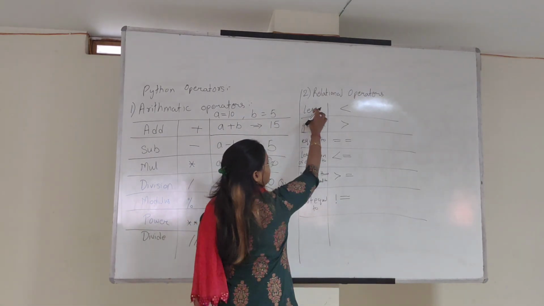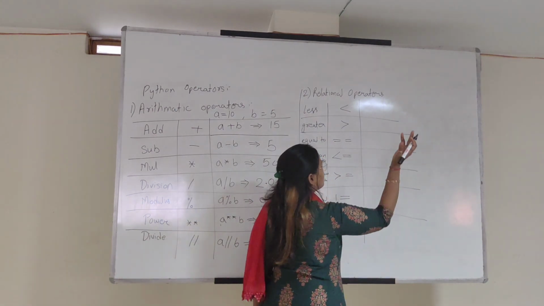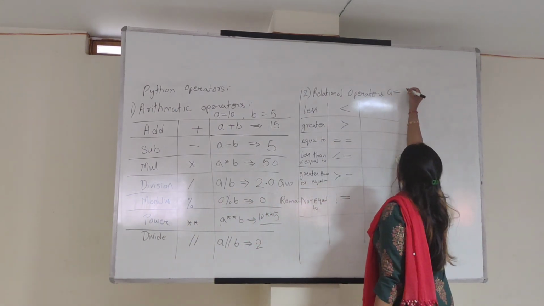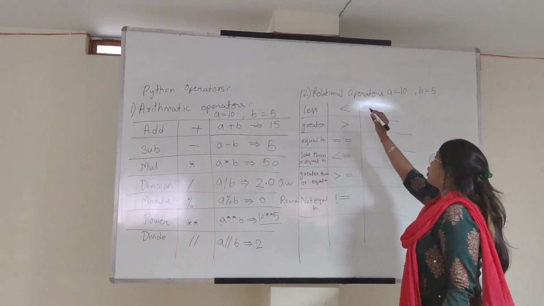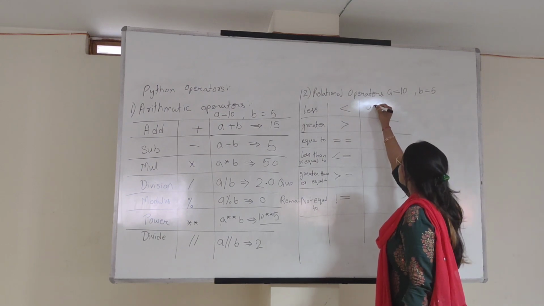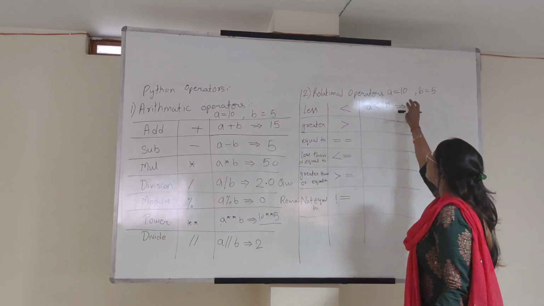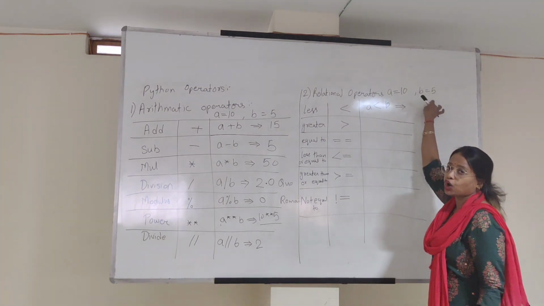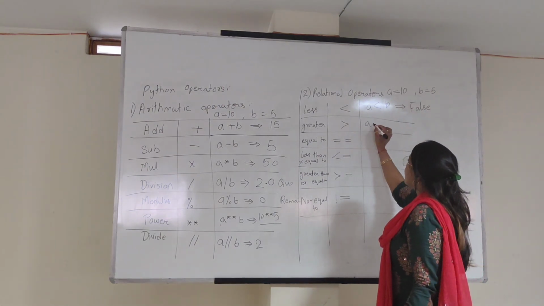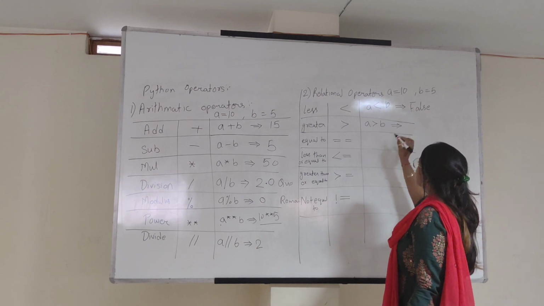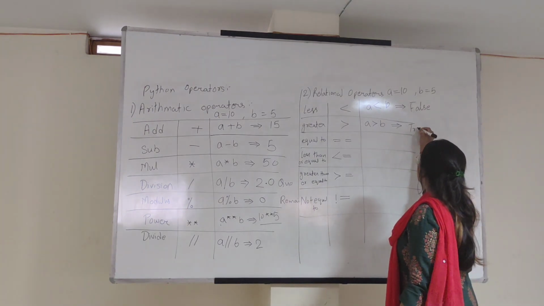The first is less than. Suppose again I take universal values, A and B, two variables or three variables as you suggest. Suppose A is 10 and B is 5. If I write A is less than B, what will be the output? Is 10 less than 5? No, it is not, so the answer will be false. The next is A is greater than B. Is A greater than B? 10 is greater than 5, of course, so the answer will be true.